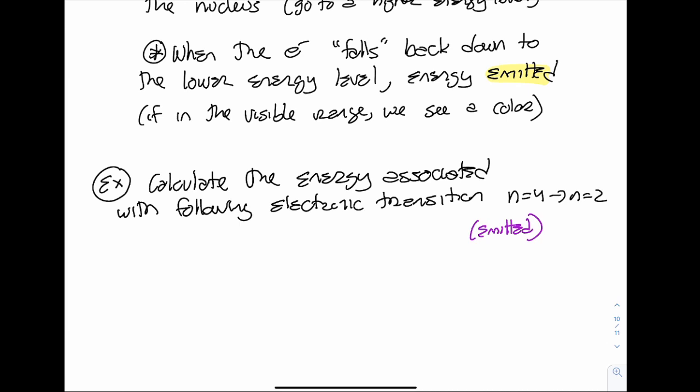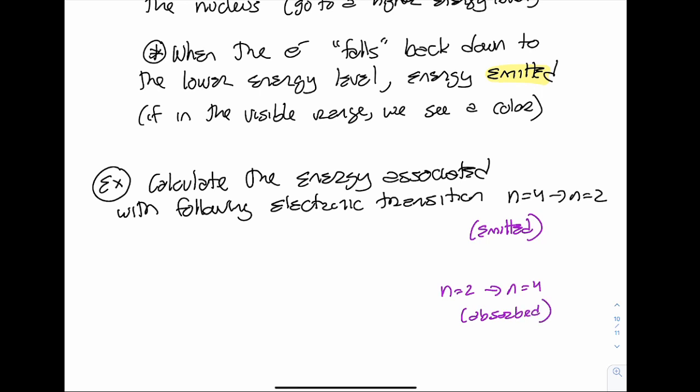The reason I mention this is because this is a typical type of question, and I know there's some in the More homework where it will give you the actual answer. If it's emitted, it's being given off. I'll write this down in a minute, but it's going to have a negative sign in front of it. If I said calculate the energy associated with the electronic transition of n equal to 2 going to n equal to 4, it's being absorbed.